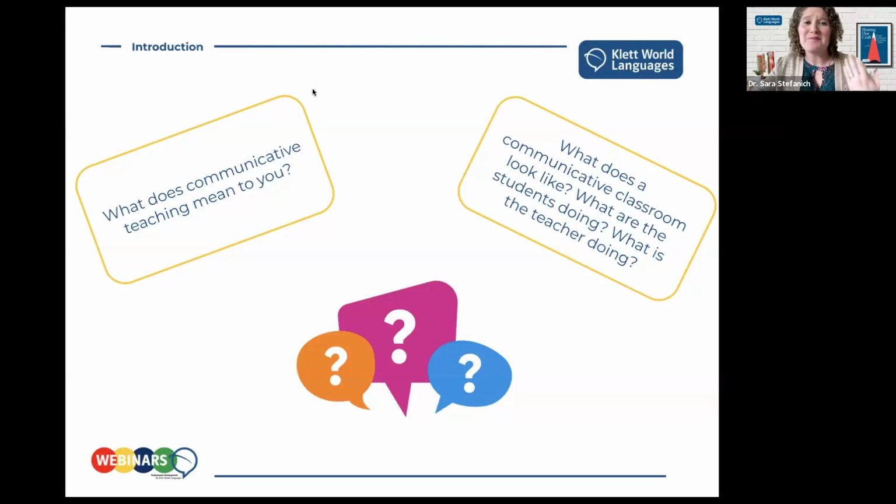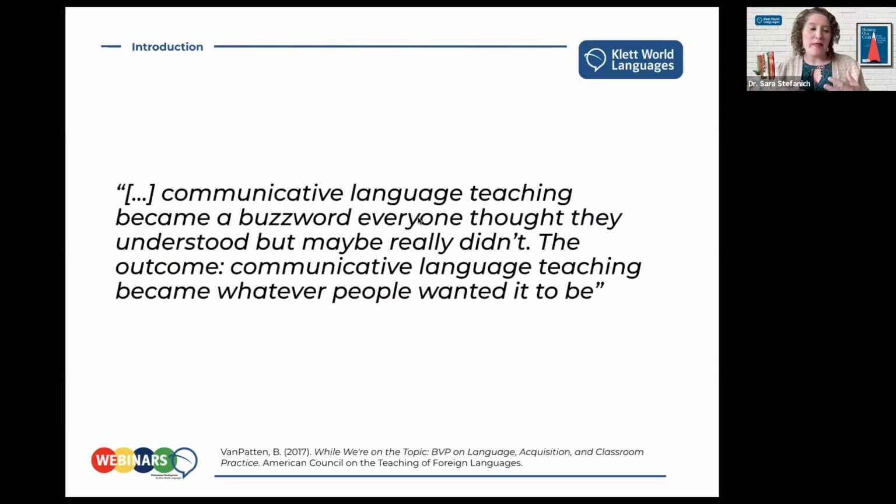And so I like to start this off with this quote that you see here by Bill VanPatten that says, communicative language teaching became a buzzword everybody thought they understood, but maybe really didn't. The outcome, communicative language teaching became whatever people wanted it to be.